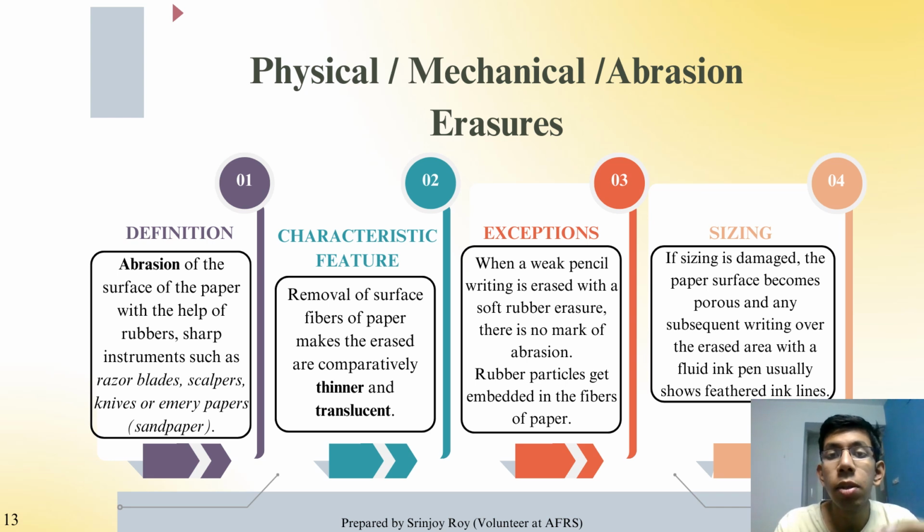So this is what erasures are in detail, and if the sizing of the paper is damaged, the paper surface becomes very porous, and subsequent writing of the erased area with a fluid ink pen usually shows very feathered ink lines.